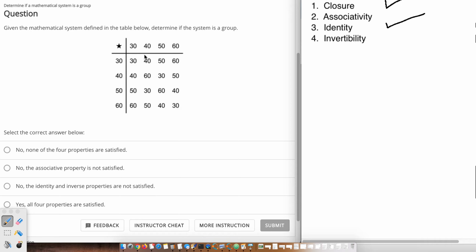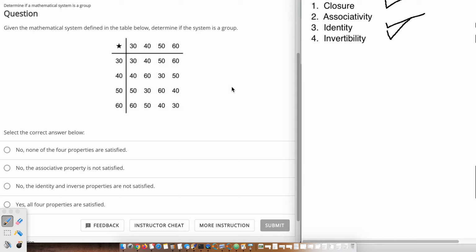We need everything to be invertible though. 30 paired with 30 is 30, so that one's invertible with itself. So 50, if you pair it with 40, 50 star 40 gives you the identity element, 30. And if you switch that order, 40 paired with 50 gives you 30. So 50 is invertible. 60 paired with 60 makes 30. If you switch that order, it's invertible.